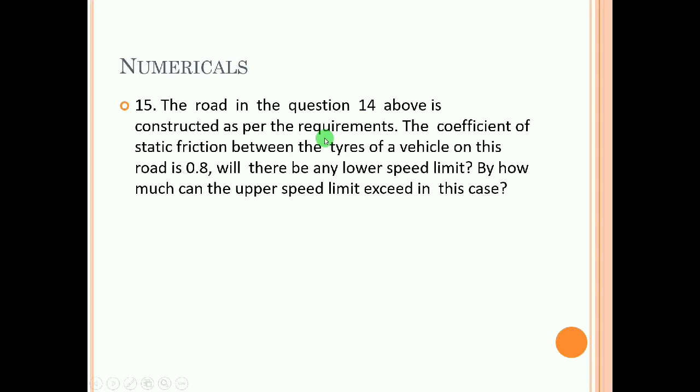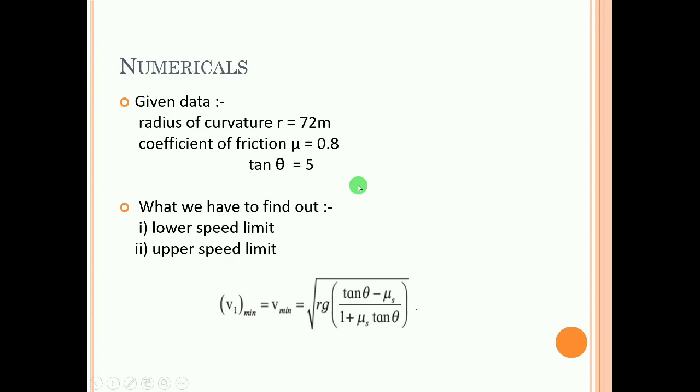All the things we calculated in question number 14 are given here, that is radius of curvature. Then in addition, coefficient of static friction 0.8 you will be taking. You have to determine the lower speed limit and upper speed limit. So what is given? Radius of curvature is 72 meter. Coefficient of friction is 0.8. Tan theta value we already calculated earlier as 5. We calculated theta equal to tan inverse of 5, so tan theta will be 5. Right. Now here, lower speed limit, upper speed limit.